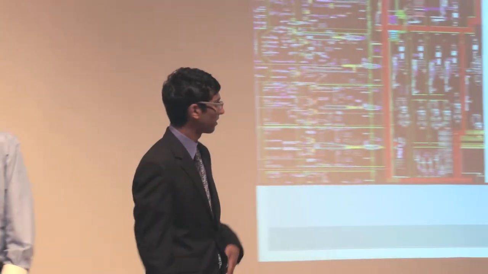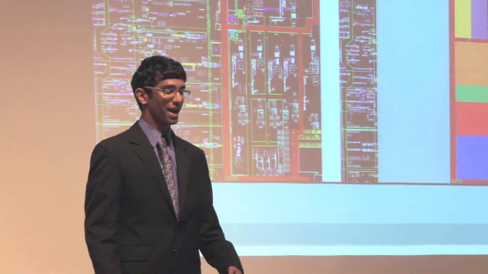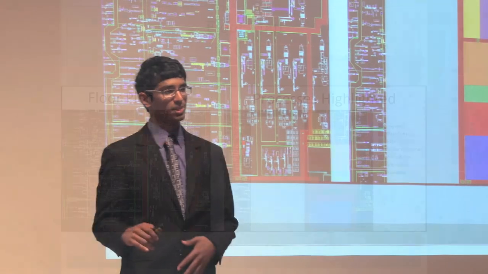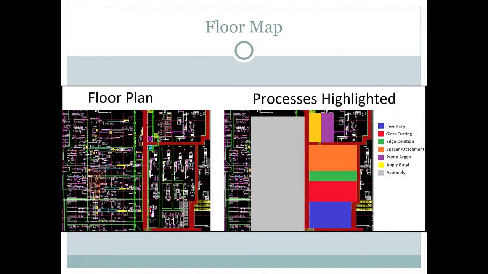Now here we have the floor map. In the floor map, you can see that the space is used to maximize the amount of space used, but also minimize the distance that the glass will actually have to travel. We start at the bottom here with inventory, and it goes through a full loop to get to the assembly line where it finishes.